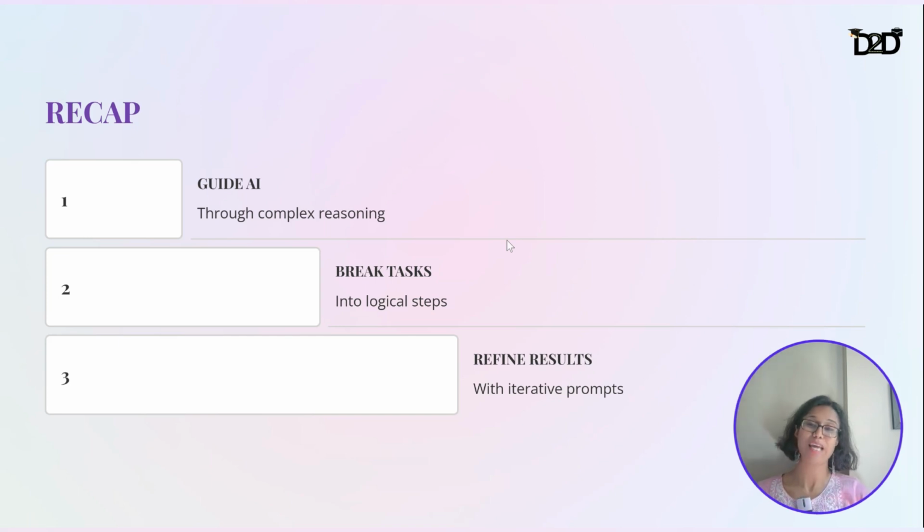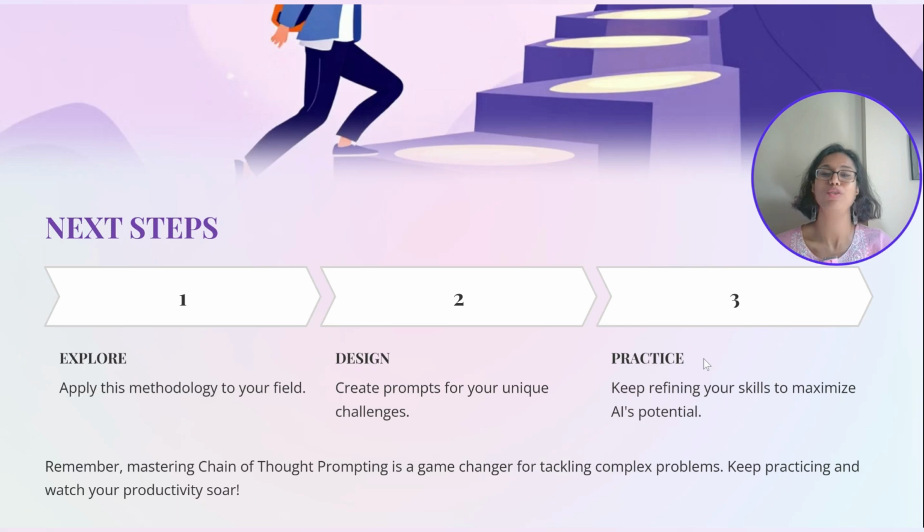Now, what is your next step? Explore how this methodology applies to your field. Try designing prompts for your unique challenges and see the difference it makes. Practice and keep refining your skills to maximize AI's potential using chain of thought prompting. Remember, mastering chain of thought prompting empowers you to maximize AI's potential, and it's not just a technique, it is a game changer for tackling complex problems.